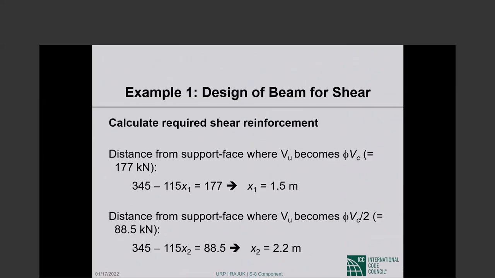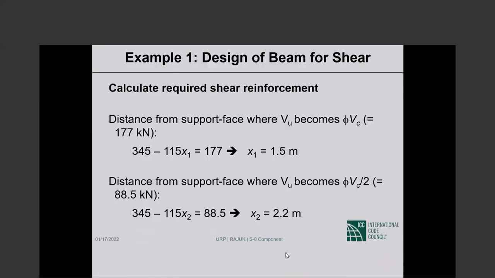Now here we are figuring something. You don't have to do it this way, but this is a fairly good way to do it. Distance from the support face to where V sub U becomes equal to phi times V sub c, 177 kilonewton. So beyond that, at least theoretically, we do not need any shear reinforcement. Okay, that distance comes out to 1.5 meters. And then we find the distance from the support face where V sub U becomes 1/2 of phi times V sub c, which is 88.5 kilonewtons. And that distance comes out to 2.2 meters.